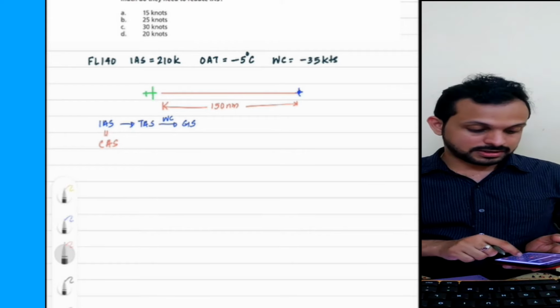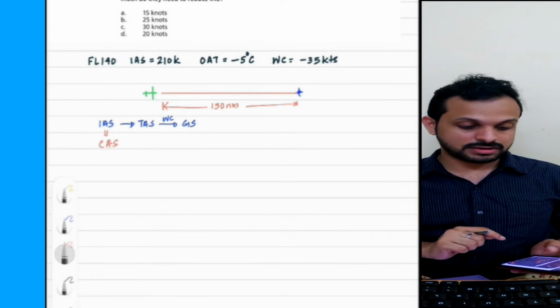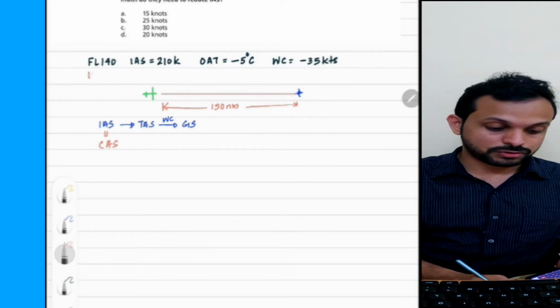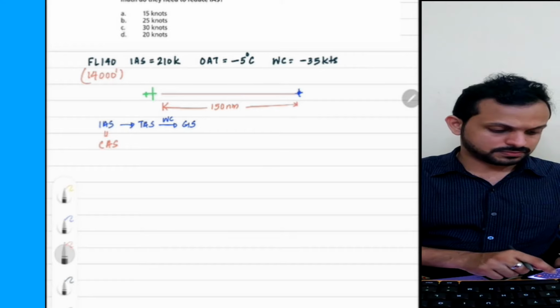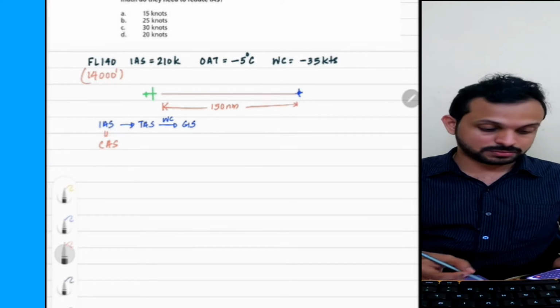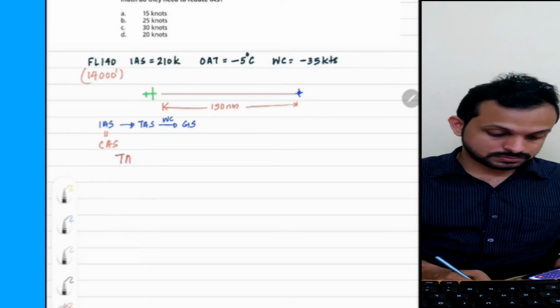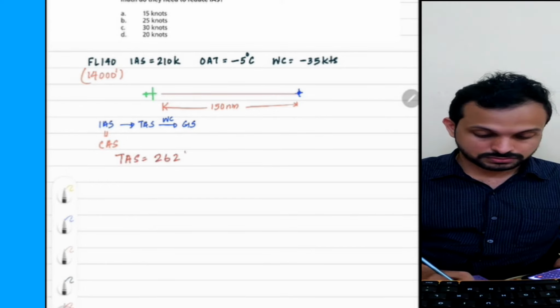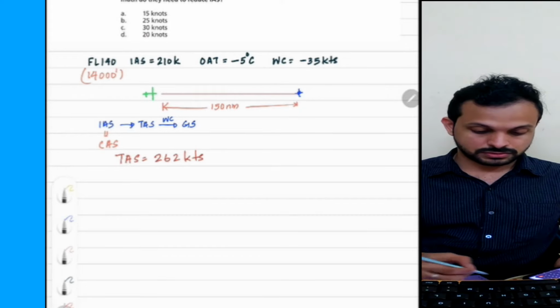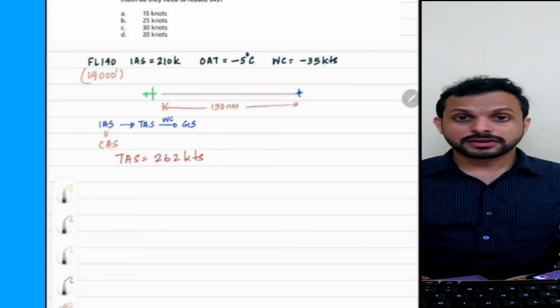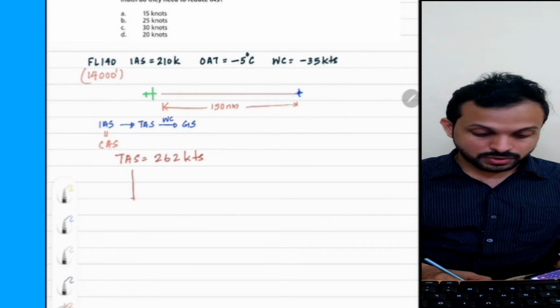Now calibrated airspeed is the indicator airspeed, which is 210 knots, and you have a flight level of 140, which gives you a pressure altitude of 14,000 feet. Right, that's it. You'll get the true airspeed straight away. True airspeed is equal to 262 knots. All right, so with 262 knots of true airspeed, let's apply the wind component here.